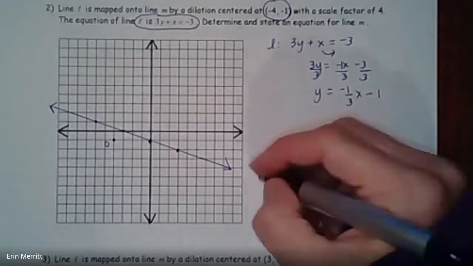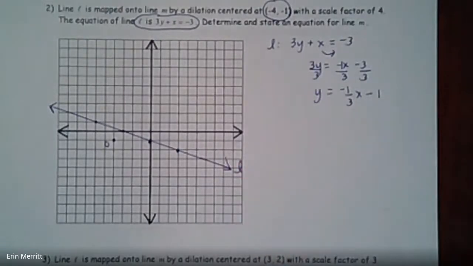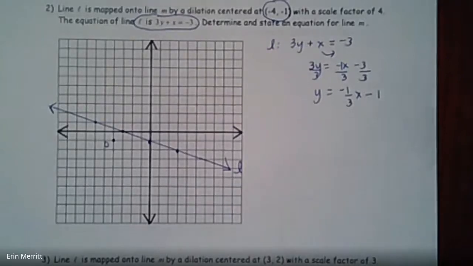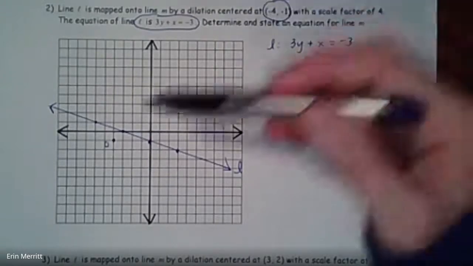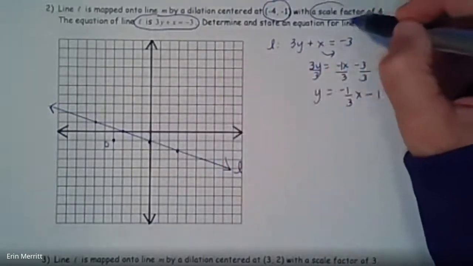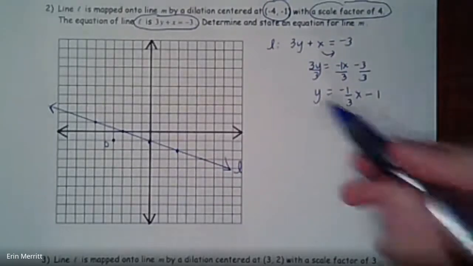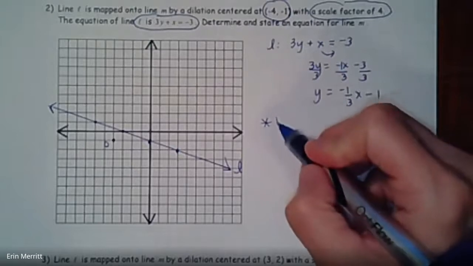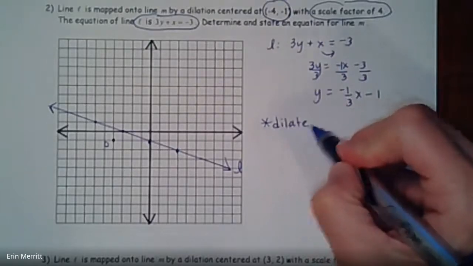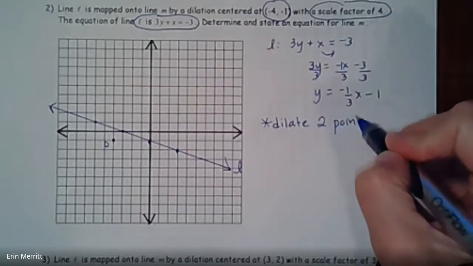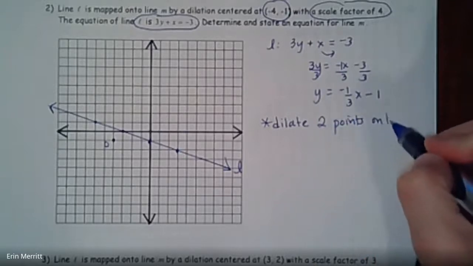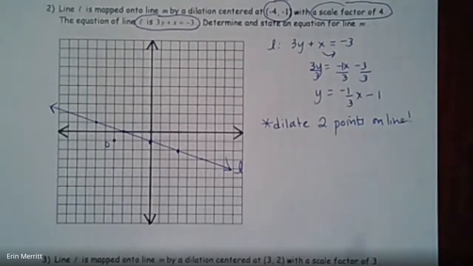So let's see. Line L is mapped onto line M, but they're trying to tell us to figure out what line M is. So it's just a different way of saying find the equation of the line once you do a dilation centered at point O with a scale factor of 4. All we need to do is move 2 points. So we're going to dilate 2 points on the line. That's it. If we can do 2, that'll do it.